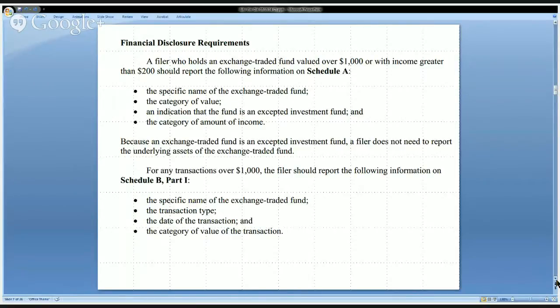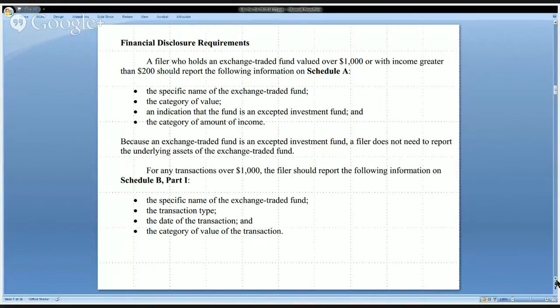So for any transactions over $1,000, we also have to report the following information on Schedule B, Part 1. We need the name of the exchange-traded fund, the type of transaction, whether it be a purchase or a sale, the date of the transaction, and the category of value for the transaction. The reporting for the exchange-traded funds is fairly straightforward. If you are familiar with the reporting of mutual funds, it's basically an identical process when we get to the actual reporting on the 278.